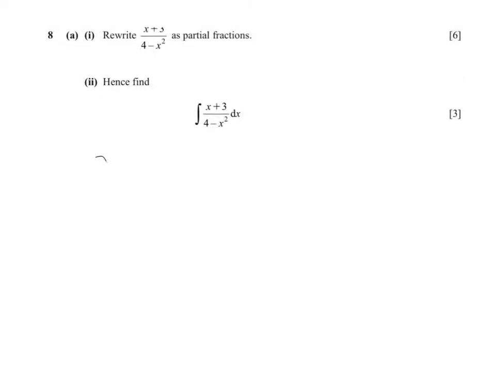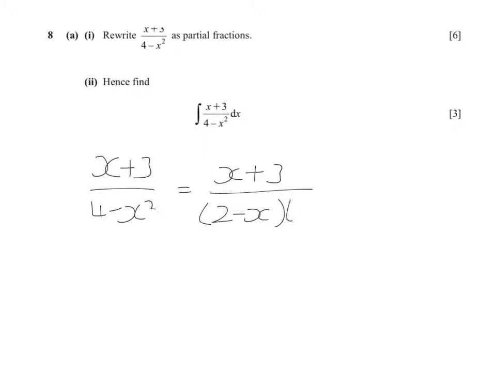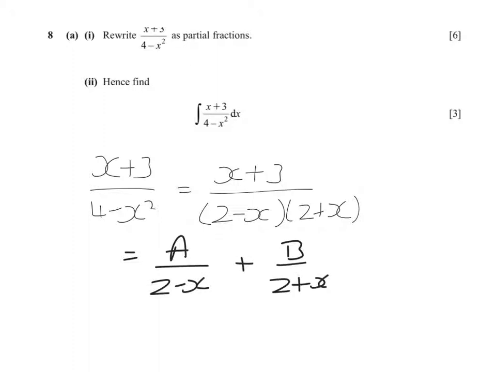So to rewrite (x + 3)/(4 − x²) as partial fractions, the first thing we've got to do is factorise the denominator, and it's the difference of two squares, so it'll be (2 − x)(2 + x). That tells us that it can be separated into two fractions, A/(2 − x) + B/(2 + x).